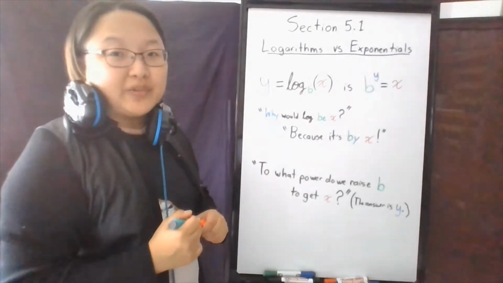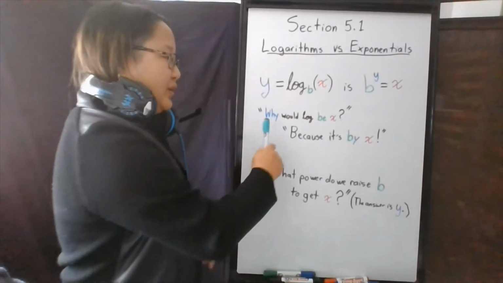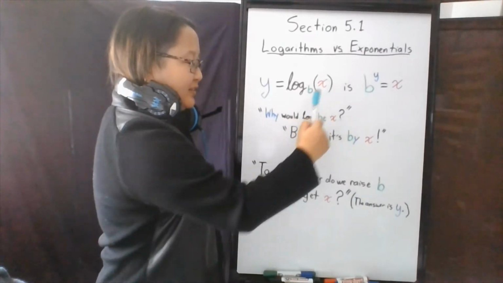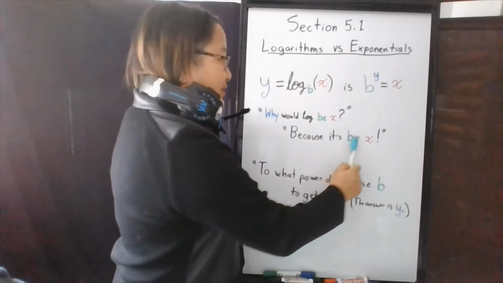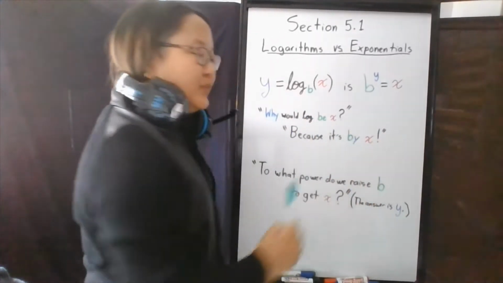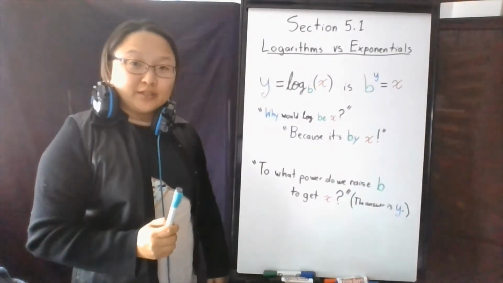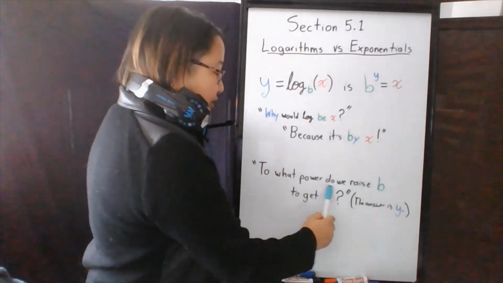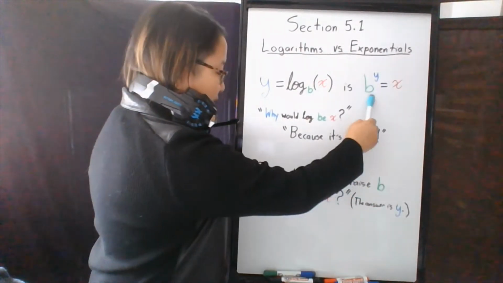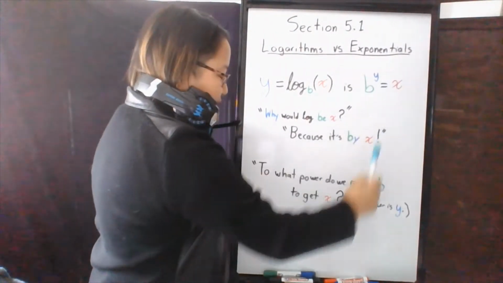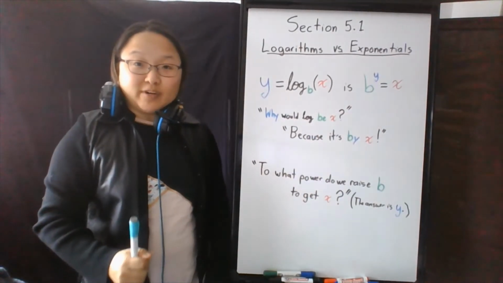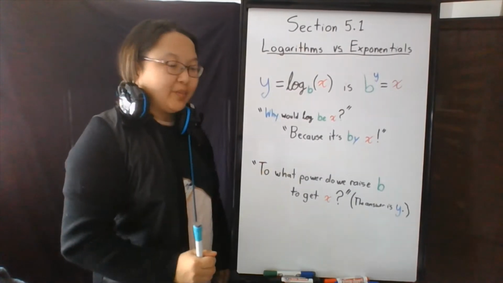The way that I remember that is by the question and answer: y would log b x? And the answer is because it's b to the y equals x. A more technical way to remember it is to ask the question, to what power do we raise b to get x? And the answer is your y. Now, if you remember those two things, that'll probably help you remember what the different parts of it are.